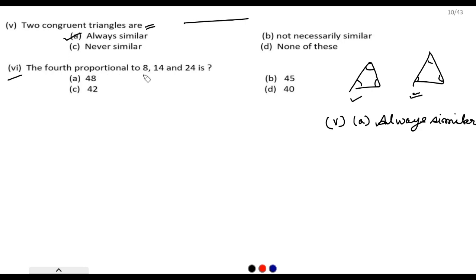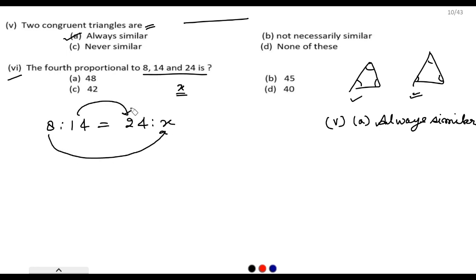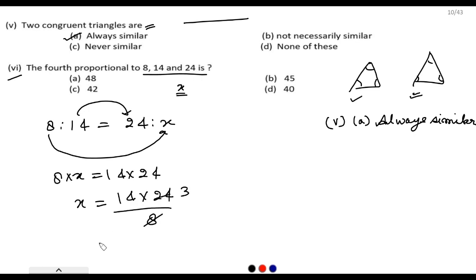Next question, the fourth proportional to this. Let the fourth proportional be x, then 8 ratio 14 will be equal to 24 ratio x. And then apply product of exterior terms is equal to product of interior terms, means 8 into x is equal to 14 into 24, then x is equal to 42. C is the right option.